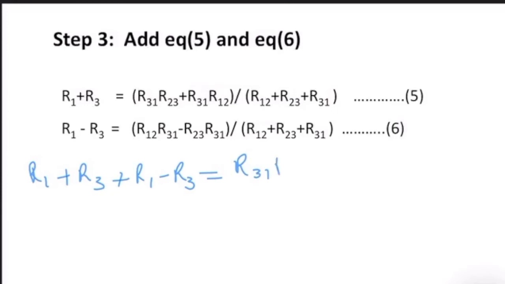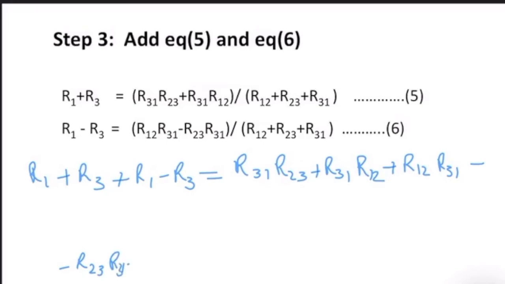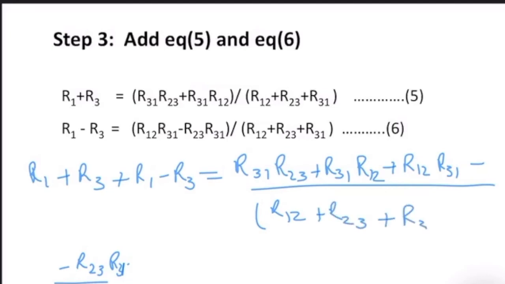R31, R23 plus R31, R12 plus R12, R31 minus, let me write over here, the remaining term, that is R23, R31, and this whole thing is divided by R12 plus R23 plus R31.